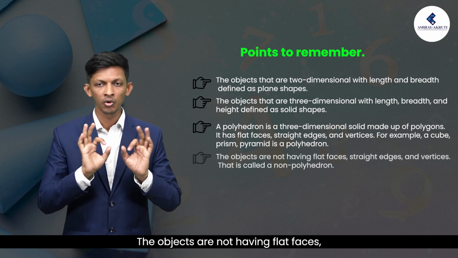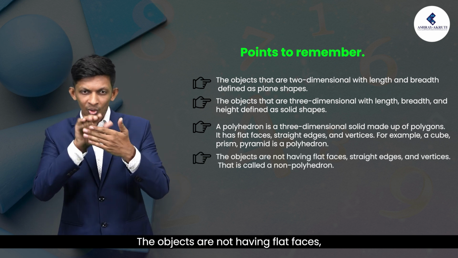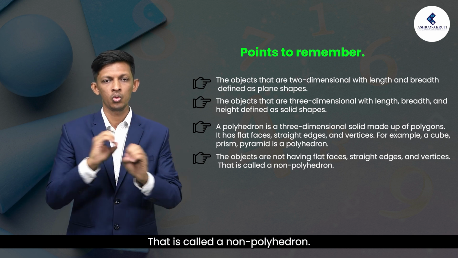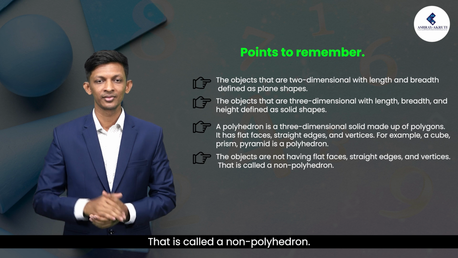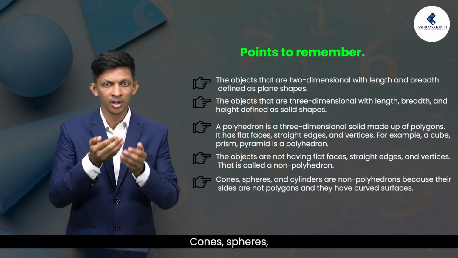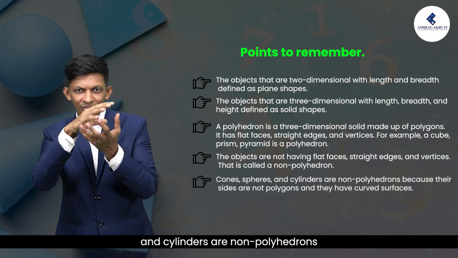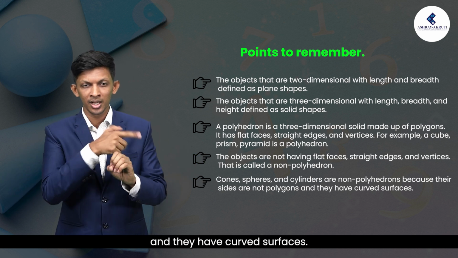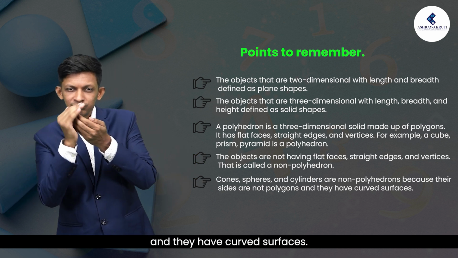The objects are not having flat faces, straight edges and vertices, that is called a non-polyhedron. Cones, spheres and cylinders are non-polyhedrons because their sides are not polygons and they have curved surfaces.